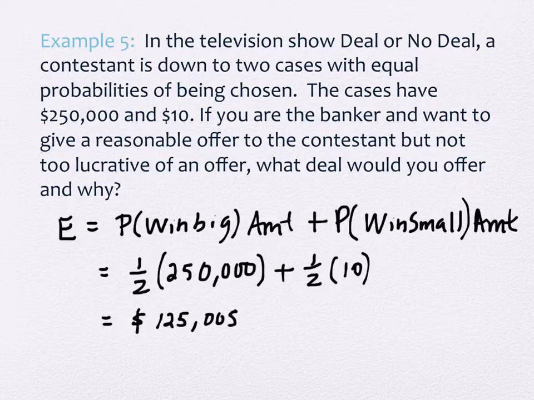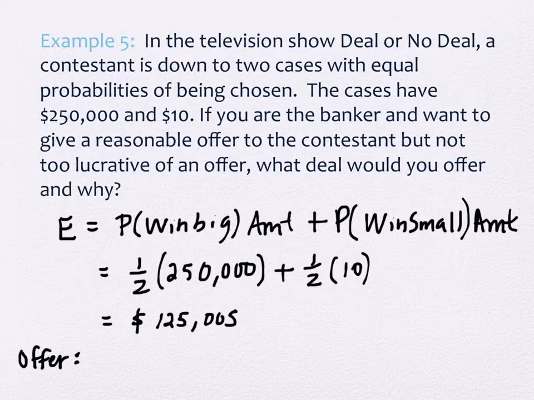And of course, if you've watched the show, you know they don't offer in $5 to anything. This is what I need to know in order to make my decision about what to offer. Now, it's not actually the answer to the question, but it's what's going to help me make my answer to my question. So it says, if you want to give a reasonable offer to the contestant, not too lucrative, what deal would you offer and why? So what kind of a number are you looking for? Something less than this, but close, right? If it's not close, the person might still take it, but the idea is the number that they're going to offer is going to be pretty close to that, right? So what offer would we make?